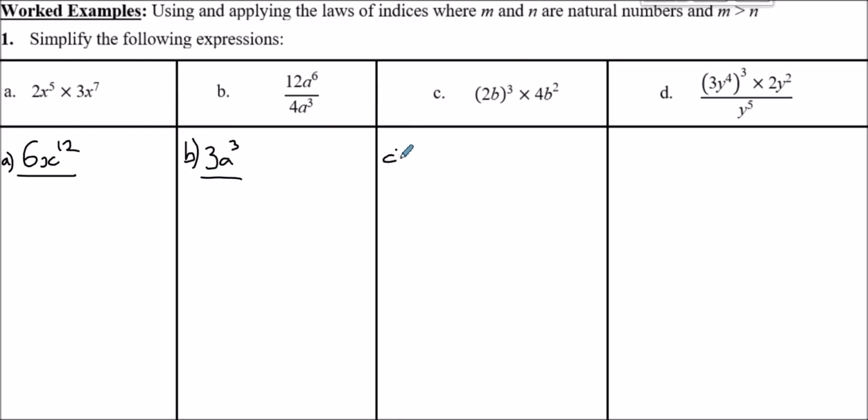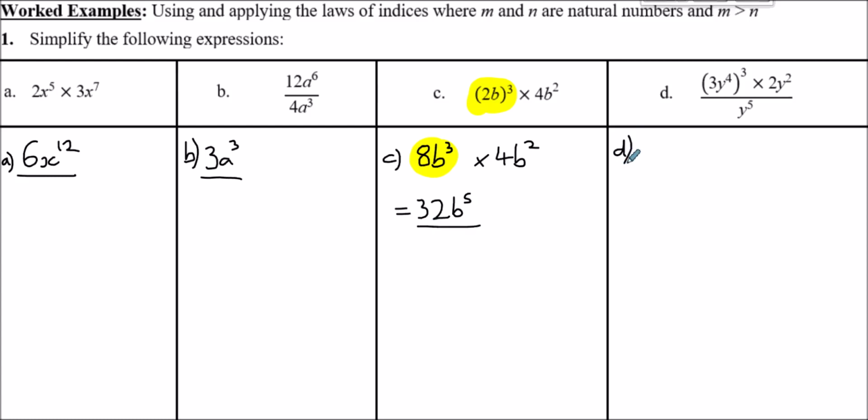Part c, this is (2b) all cubed. (2b) all cubed means we're going to cube the 2, which is 8, and also cube the b. So (2b) cubed is 2 cubed, which is 8, and b cubed. All I've done here is change this bit into that bit. I've left the 4b squared on its own, but now in the second step we can combine and simplify. 8 multiplied by 4 is 32, b cubed times b squared is b to the power 5.